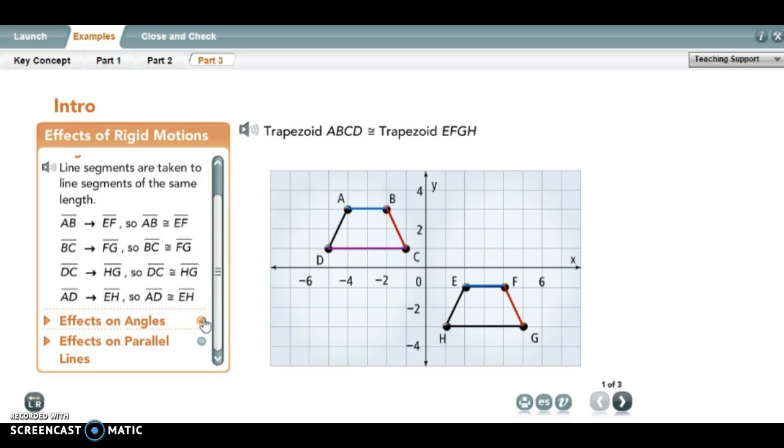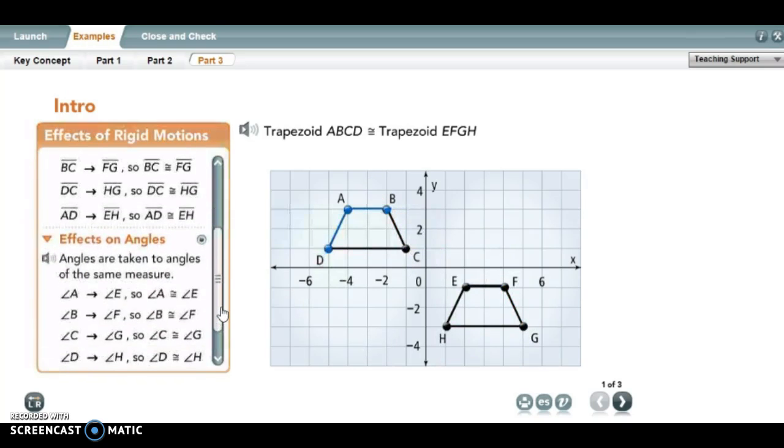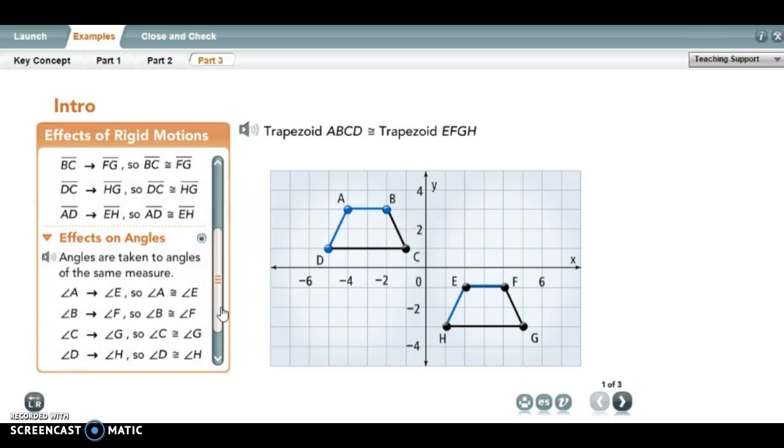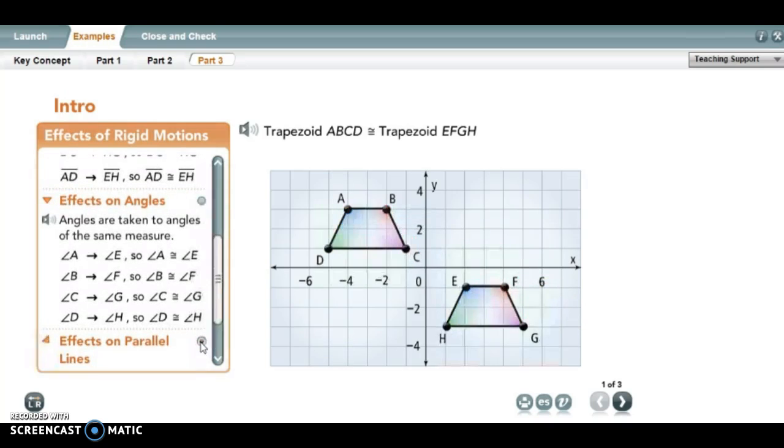I'm going to go ahead and switch down here to angles. The angles are going to be the same. So here you can see angle A is the same as angle E. And then the same is going to be true with the rest of the angles. So D is going to be the same as H, B is going to be the same as F. You can also tell that if you have parallel lines on the first trapezoid, you're also going to have parallel lines on the second trapezoid because they're congruent. So congruent really means the same, and that's going to be what's important in this topic.